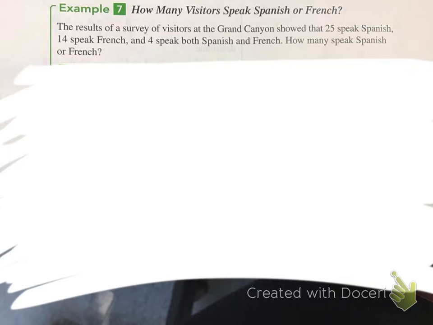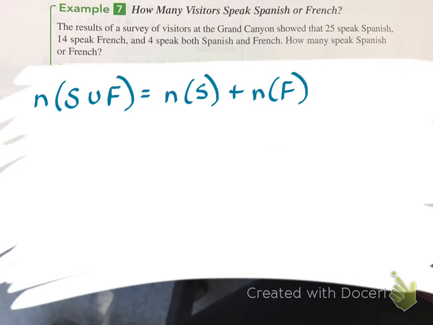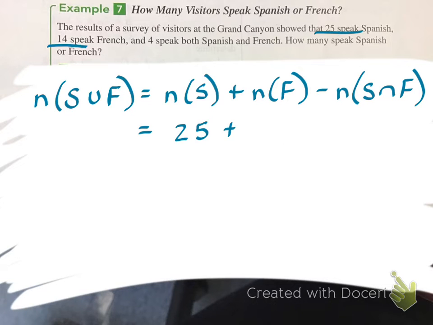So if we do the number who speak Spanish or French, according to the formula, that would be equal to the number that speak Spanish plus the number that speak French minus the number that speak both Spanish and French. So that's how that formula is going to work. We don't know how many speak or, that's what we're trying to figure out. But we do know the number that speak Spanish is 25. And the number who speak French is 14. And we know that there are 4 who speak both. So 25 plus 14 is 39. Take away 4 is 35.